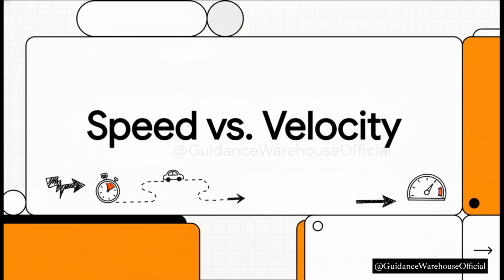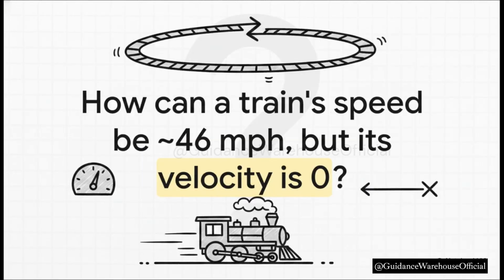Today we're going to break down two words that you probably use all the time, maybe even interchangeably: speed and velocity. But what if I told you that in the world of physics, they mean two completely different things? By the end of this little explainer, you'll see exactly why that distinction is so important.